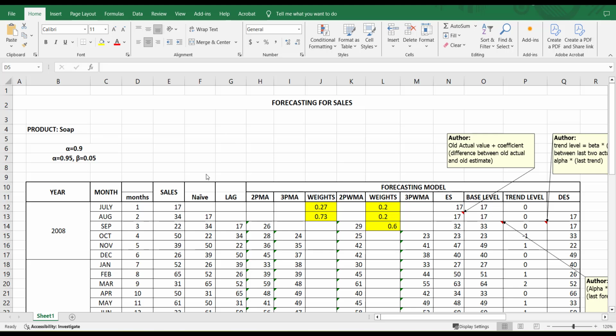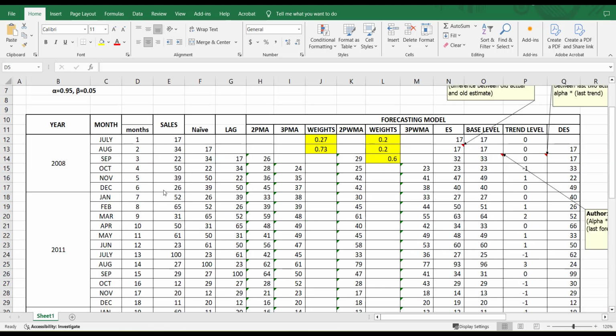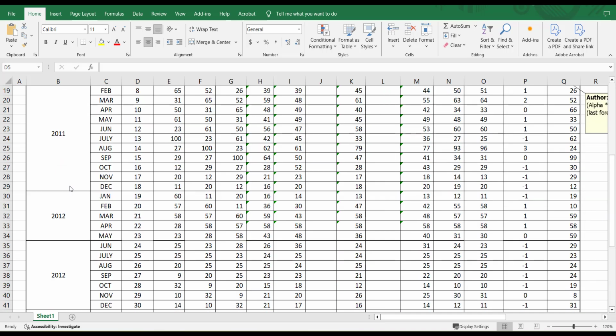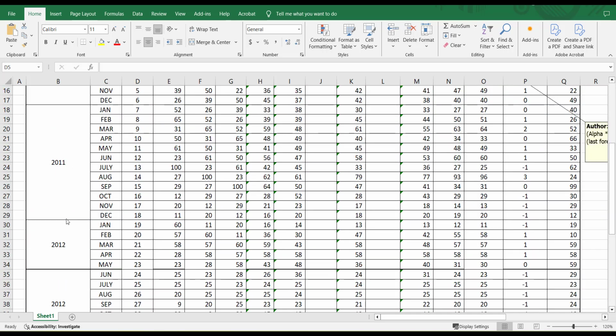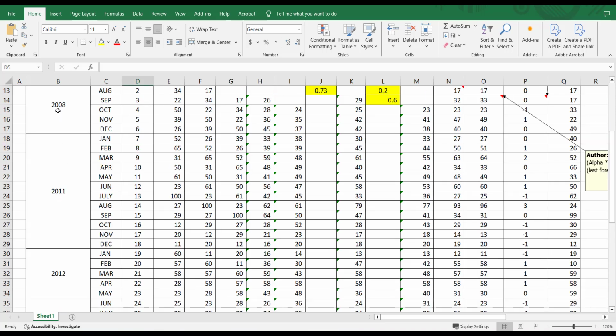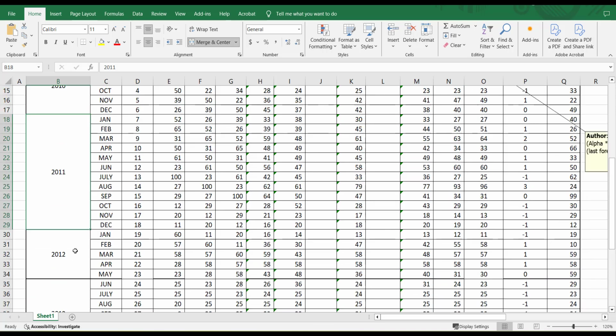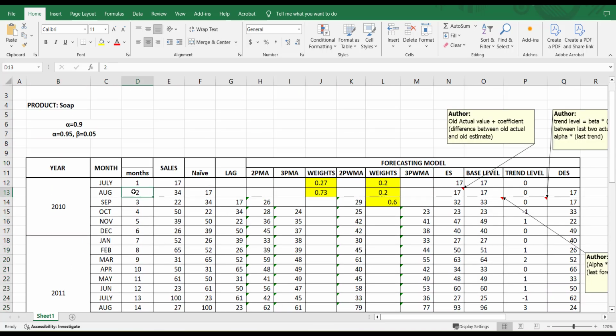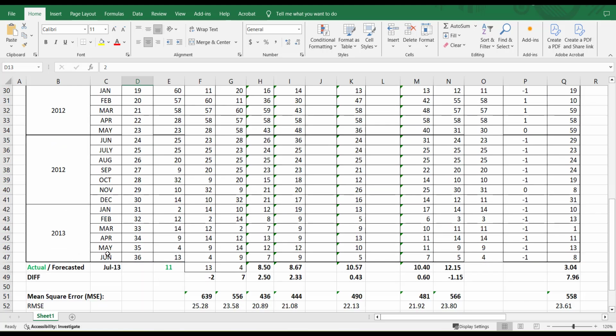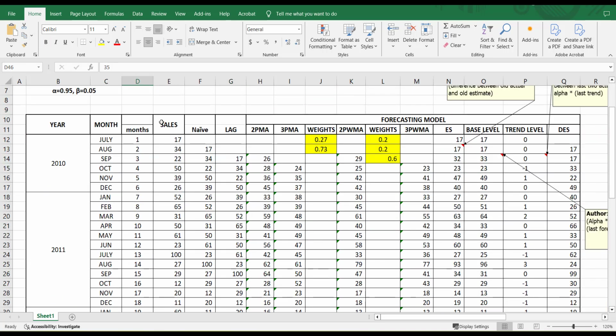So the data is for soap sales from July 2008 till, so there are missing years, but if you consider it as 2010, then this is your sales data. The data runs from July 2010 until June 2013, and there's an extra value for July 2013, which is provided, so we will be comparing it in the forecast. This is the sales data in terms of number of units sold.